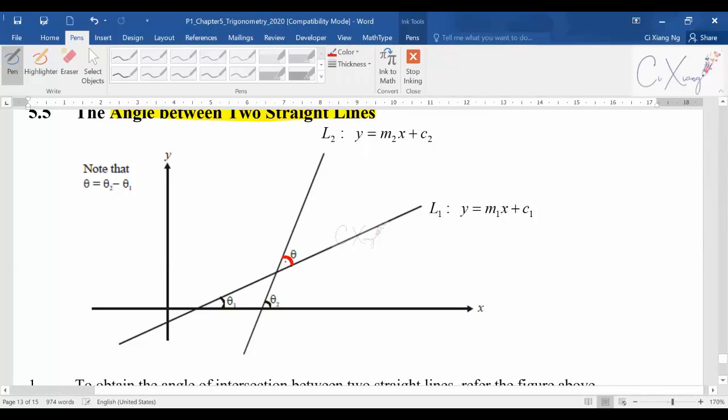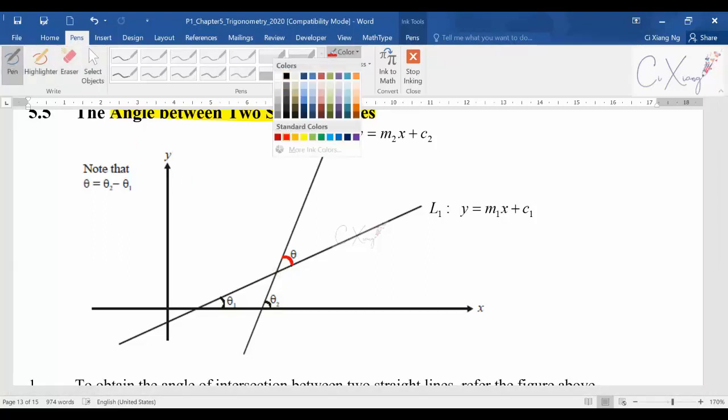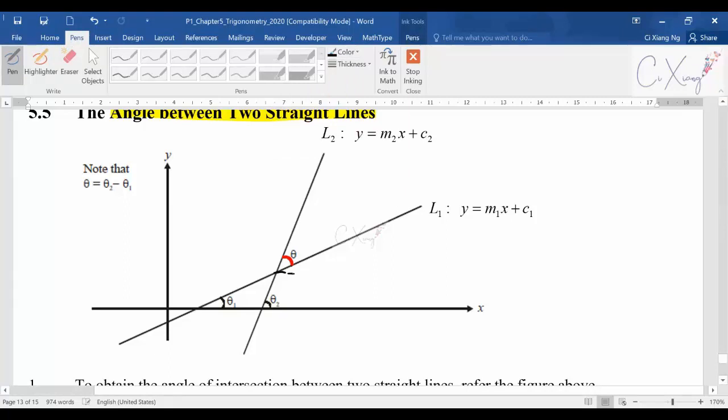Now, if I want to find the angle between the two lines, how can I get theta? I will draw a horizontal line here, and I hope you can see it clearly. This is theta 2, the green one, and this is theta 1. To get theta, you take theta 2 minus theta 1. Agree? So theta equals theta 2 minus theta 1.